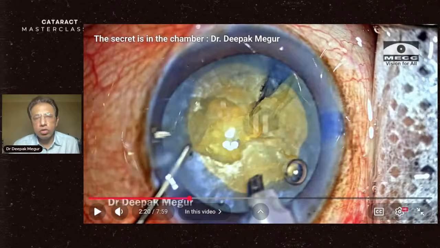So the message here is, whenever you see some change in the chamber dynamics when you're doing phacoemulsification, that should really caution us that something is wrong, because we're not able to see the posterior capsular tear directly. In this situation we have to be alert and maybe consider converting to another form of surgery. That should be the message.